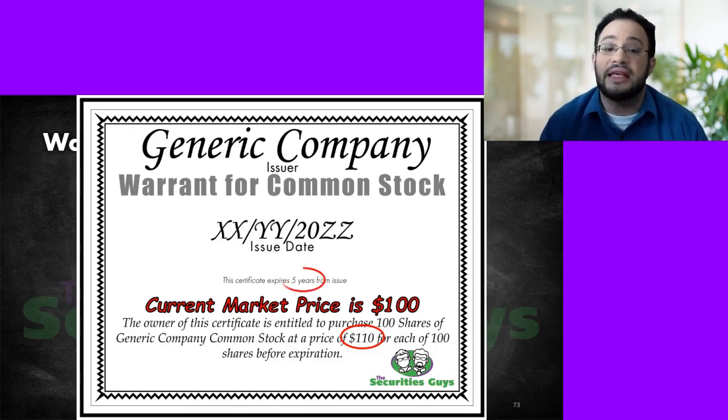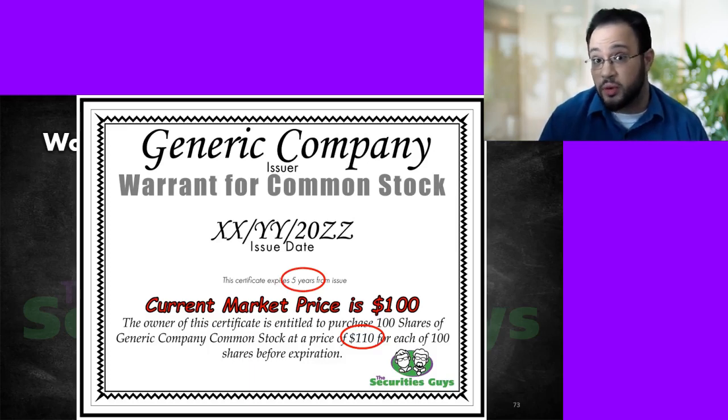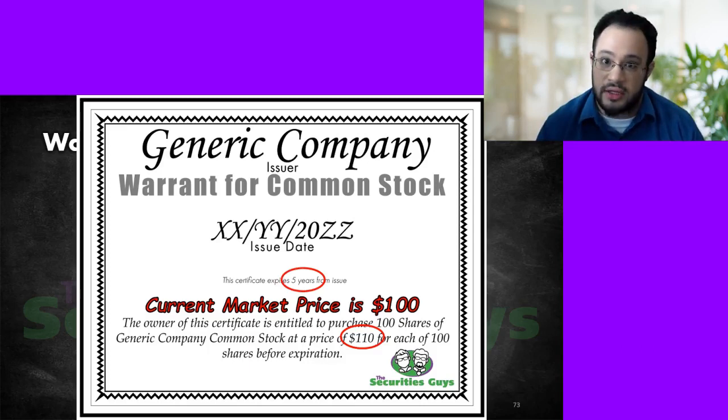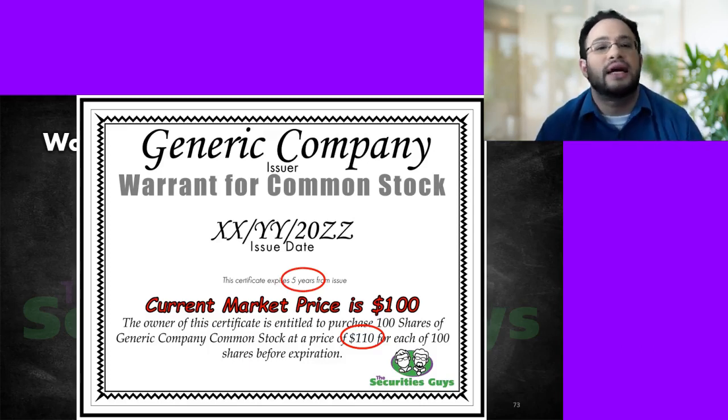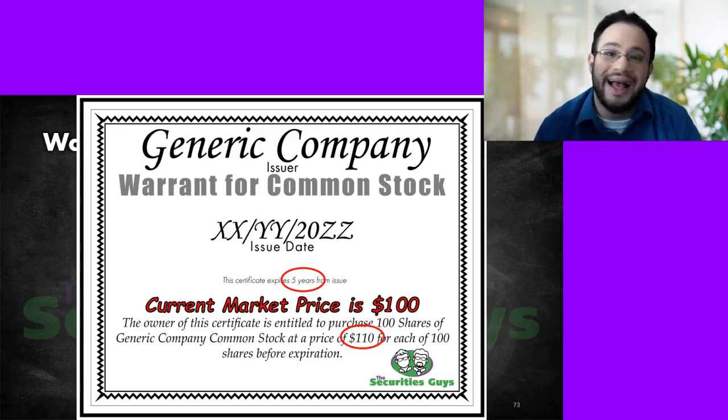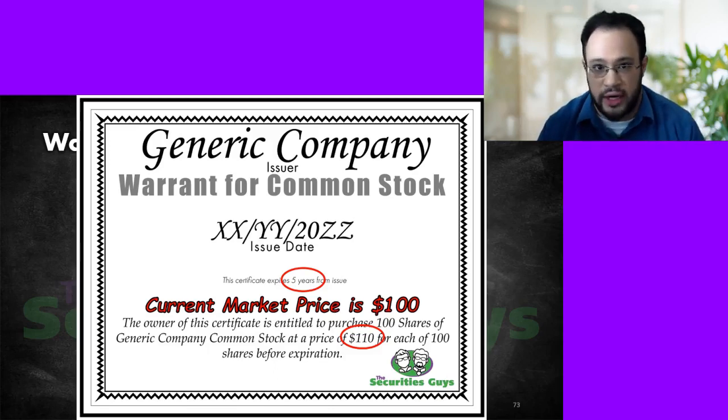Oh, I have 5 years to use this. Do I believe the generic company is going to be worth more than $110 within the next 5 years? Maybe. But that's the idea of a warrant. Warrants and rights are very, very similar. Warrants, though, are long-term, and they are issued with a price above the current market price, whereas rights are short-term and a price below the current market price.